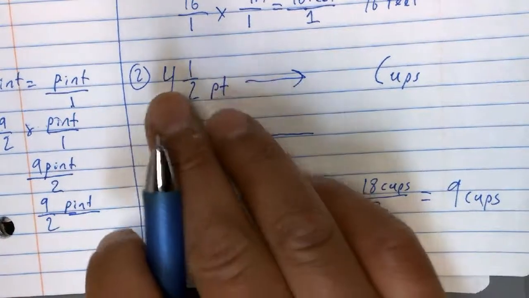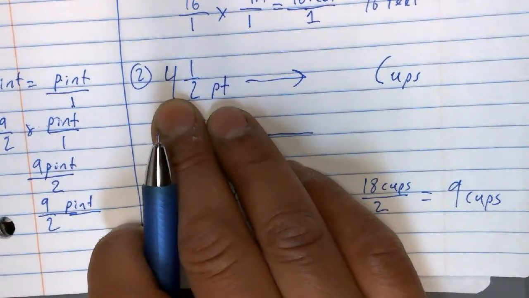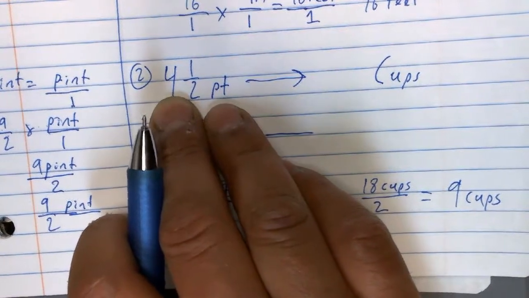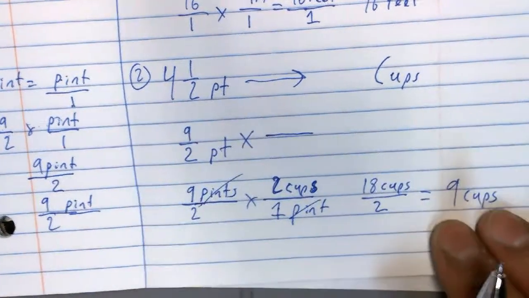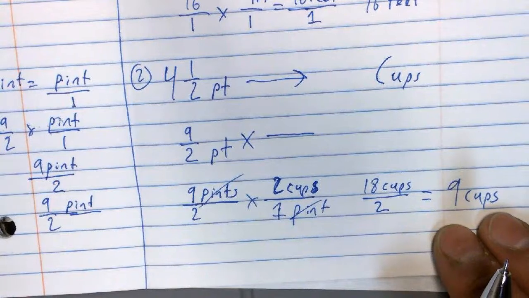We're going from a larger unit, pints, to a smaller unit, which is cups.